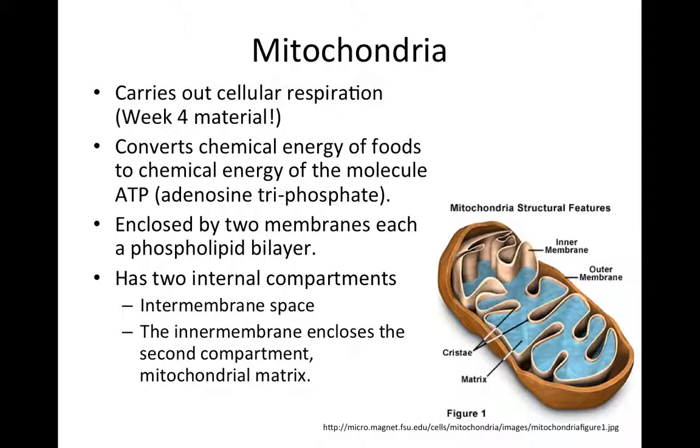So we're not going to go into great depth, but again, I want you to know what the mitochondria does in basic terms right now. Again, it's where we convert chemical energy of foods into chemical energy of the molecules, ATP. It is also enclosed by 2 membranes, each with a phospholipid bilayer. So it has an outer membrane, an intermembrane space, and then an inner membrane.